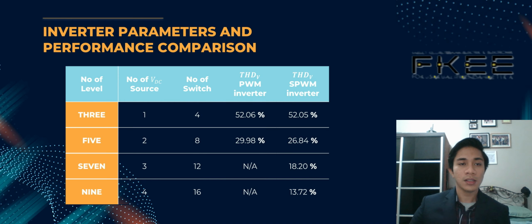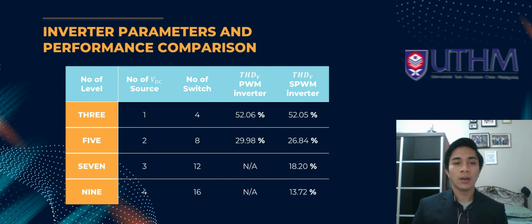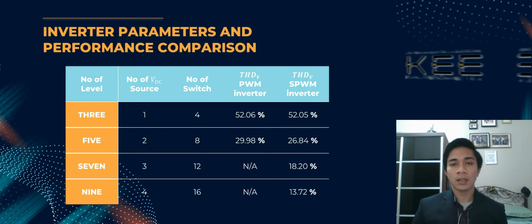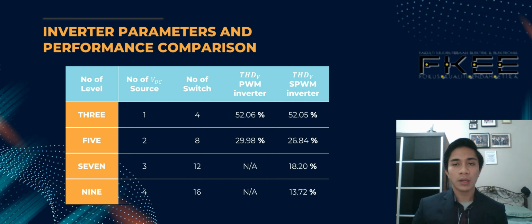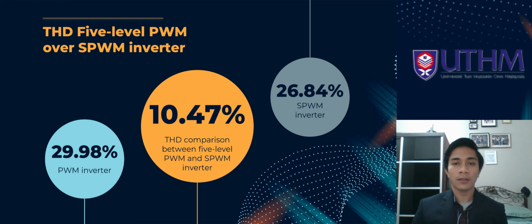Next is the inverter parameters and performance comparison between the PWM and SPWM inverters. So on the left, we can see the level of inverters, number of voltage sources, number of switches, and the THD percentage. As we can see here, as the level of inverters is increasing from 3 to 9, the voltage sources and the number of switches will also be increasing, but the THD percentage will be decreasing towards the higher level of inverters.